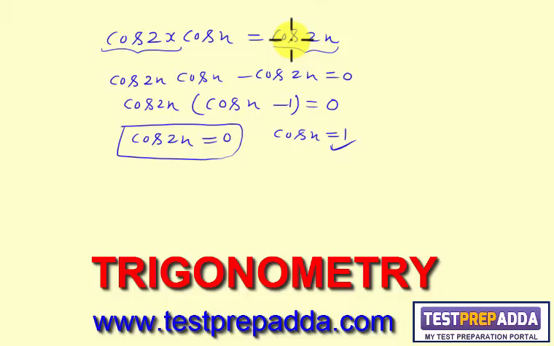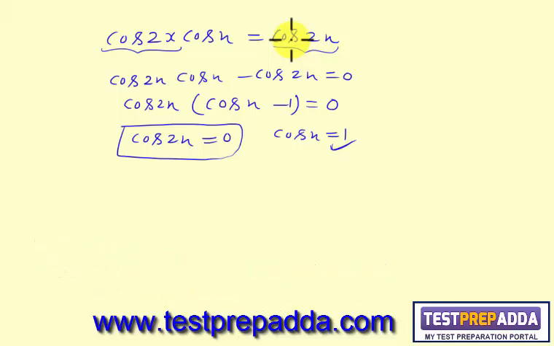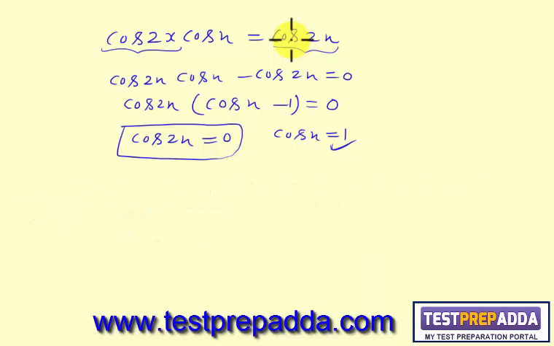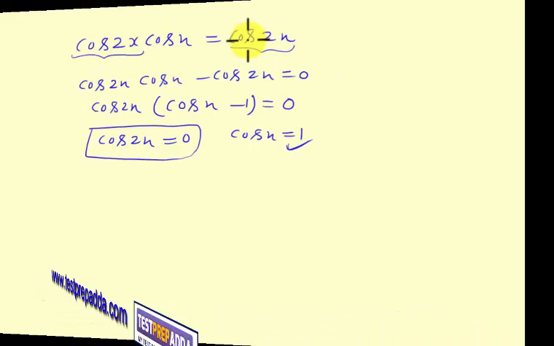And if they have mentioned the domain, if they mention the interval, then do not change the interval. You should avoid changing the interval. Okay, so these are a few important points that you need to remember while solving trigonometric equations. So we have discussed here different approaches for solving trigonometric equations. All the best. Thank you.